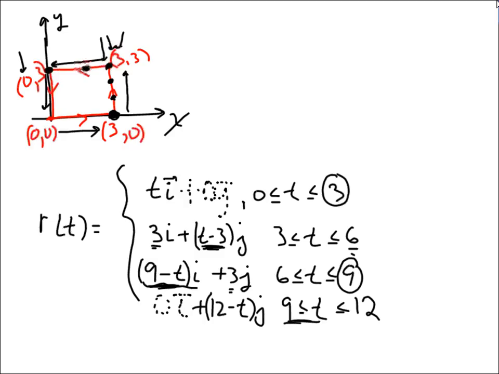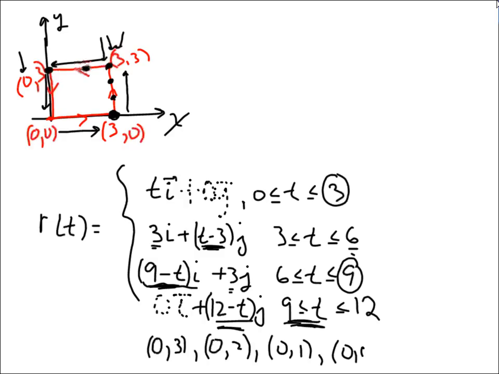When t is 9, 12 minus 9 is 3, so you'll be at (0, 3). When t is 10, 12 minus 10 is 2, so you'll be at (0, 2). When t is 11, 12 minus 11 is 1, so you'll be at (0, 1). And when finally t is 12, you'll be at (0, 0), exactly where you should be going.